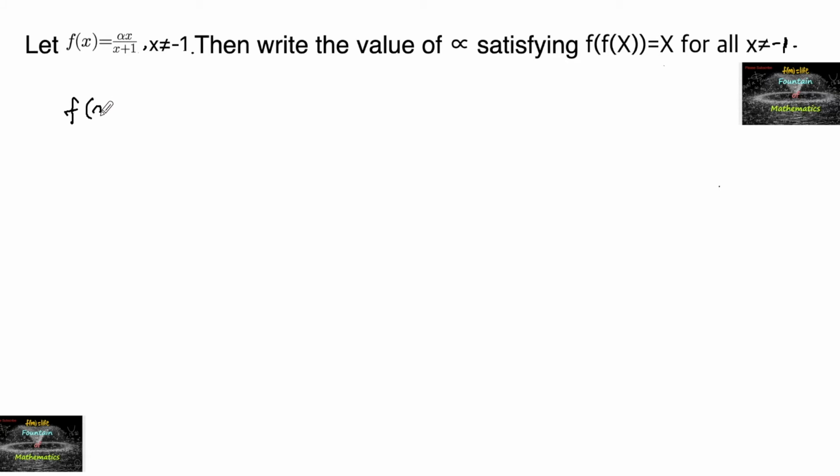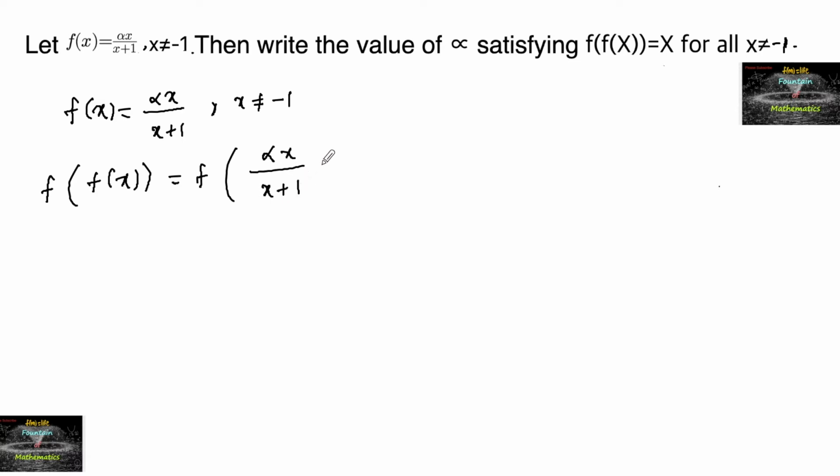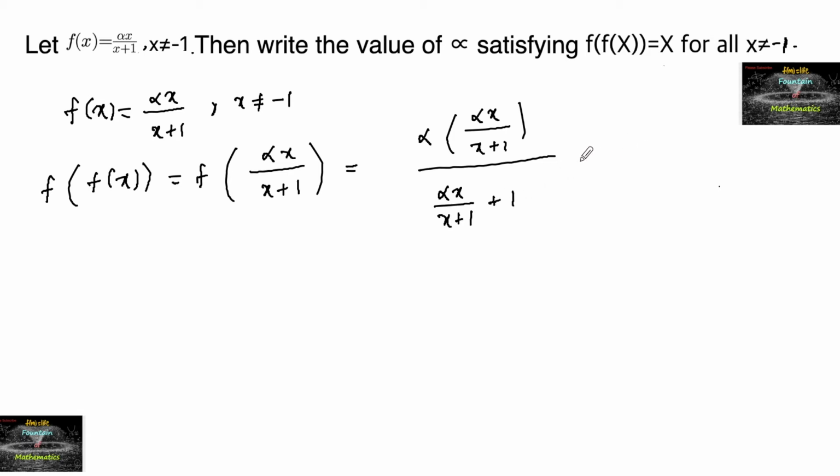Let f of x be equal to alpha x upon x plus 1, where x is not equal to minus 1. Then write the value of alpha satisfying f of f of x is equal to x for all x not equal to minus 1. So let us first find f of f of x, which equals f of alpha x upon x plus 1, which equals alpha times alpha x upon x plus 1 divided by alpha x upon x plus 1 plus 1. So which equals alpha square x upon x plus 1 upon alpha x plus 1 upon x plus 1.